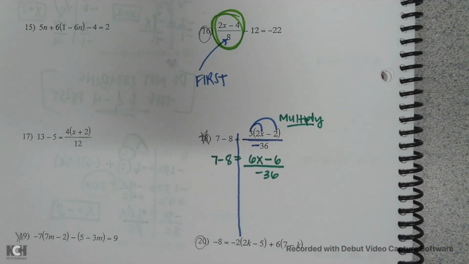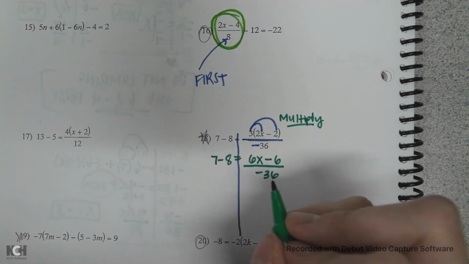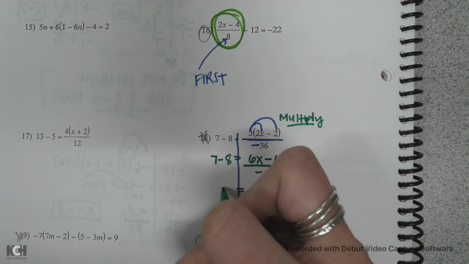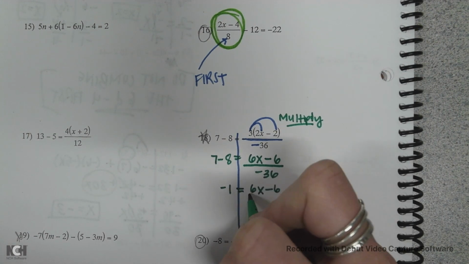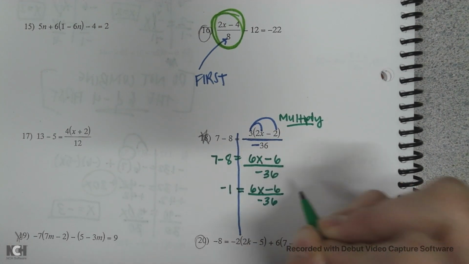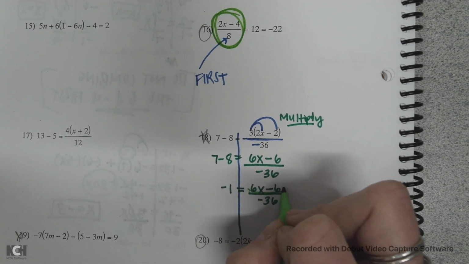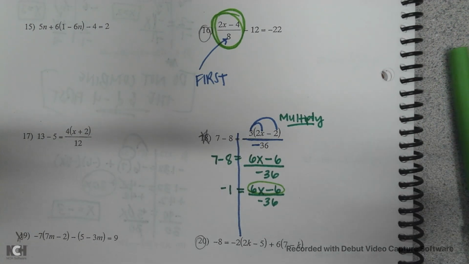So now we distributed first, which is our first goal. Our second goal is to combine like terms. On the left, our 7 and our negative 8 are like terms. When I put 7 minus 8 in my calculator, I get negative 1. I still have my 6x minus 6 over my negative 36. Remember, the rule with your fraction is you need to leave the top part of your fraction, your numerator, until the end. You need to deal with the bottom part first, your denominator. So that's what we're going to do.